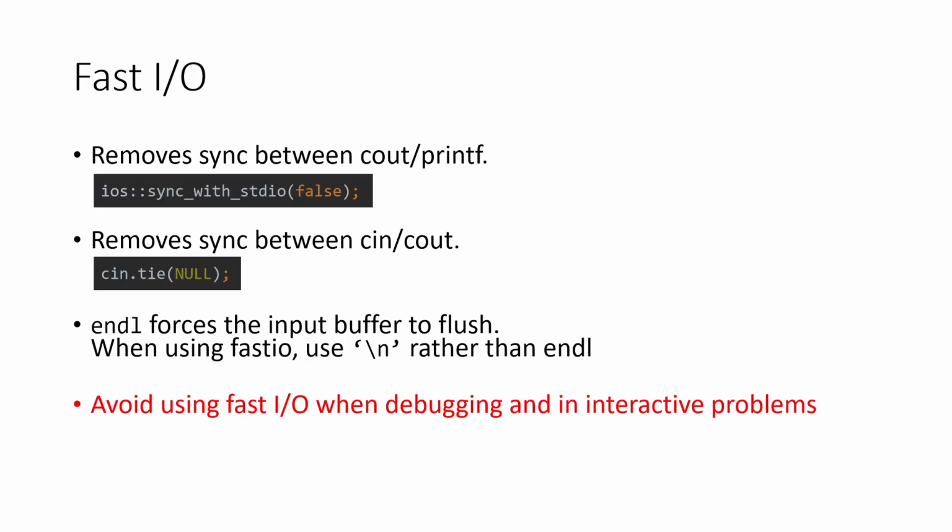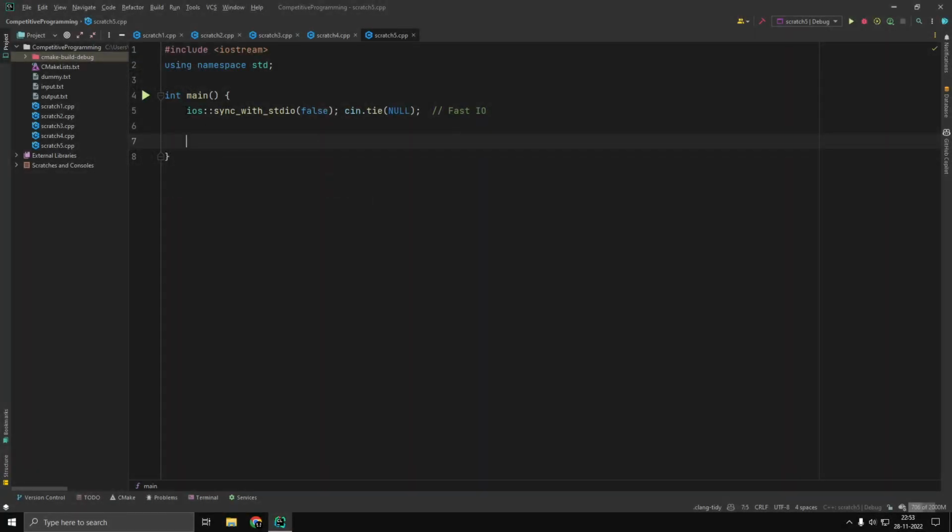But it is possible to make cin and cout as fast as scanf and printf by just adding the following two statements before taking any input. The first statement is ios::sync_with_stdio(false), and the second statement is cin.tie(NULL). Do keep in mind though, it doesn't magically make our code faster. It is important to know how exactly these statements make our code faster as well.